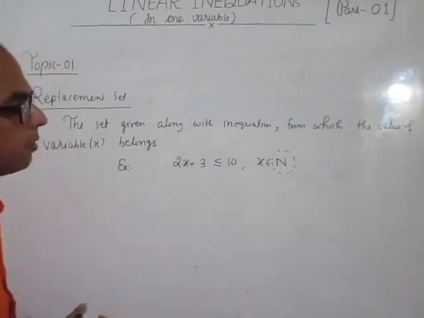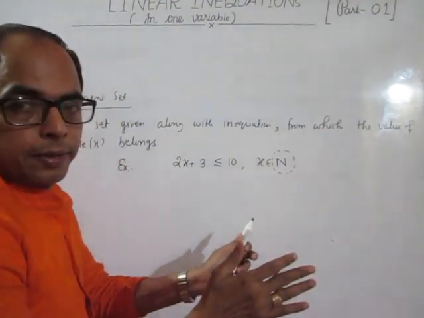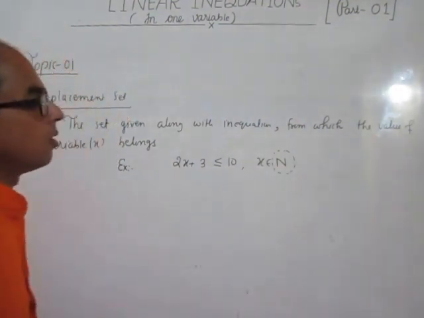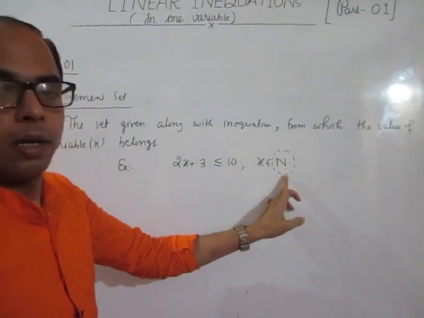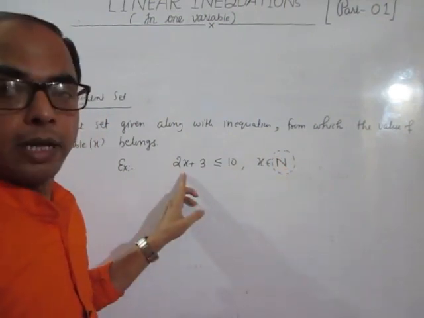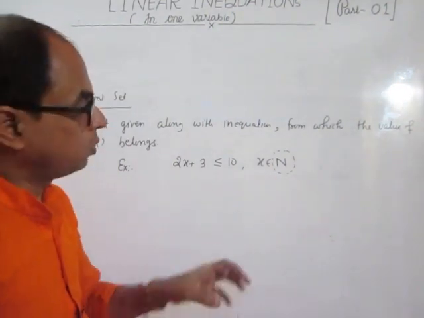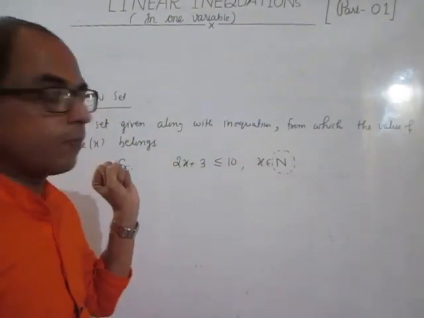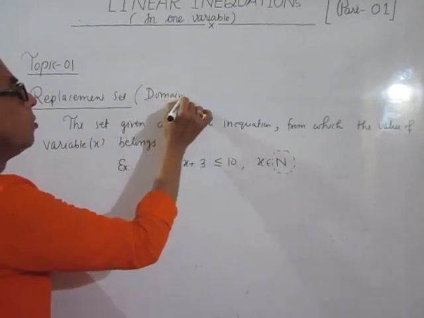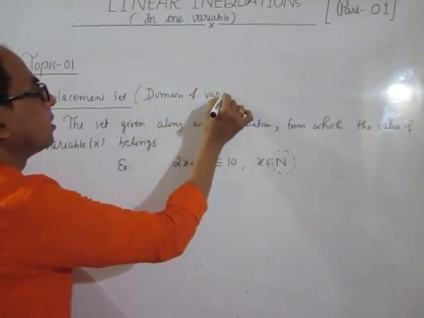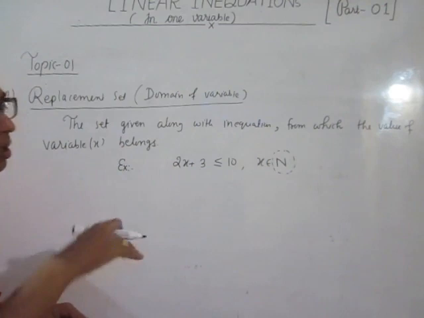Or you can say in another way, the question setter has restricted the domain of the number, that you have to choose the number from this set only which will satisfy this inequation. So the question setter has fixed the domain. That's why it is also called the domain of the variable. That means you have to choose the solution from this set only, not any other set.